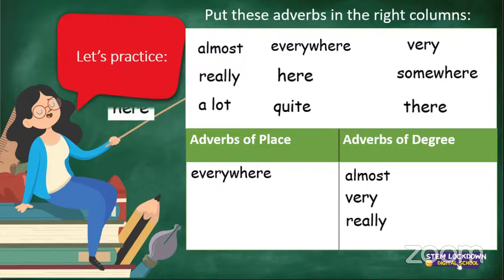Yes, there we go. Here is an adverb of place. The next one, somewhere. 3, 2, 1, go. Is somewhere an adverb of place or an adverb of degree? Nice.